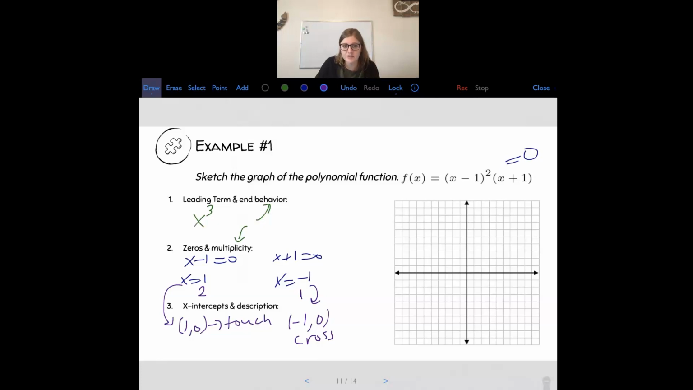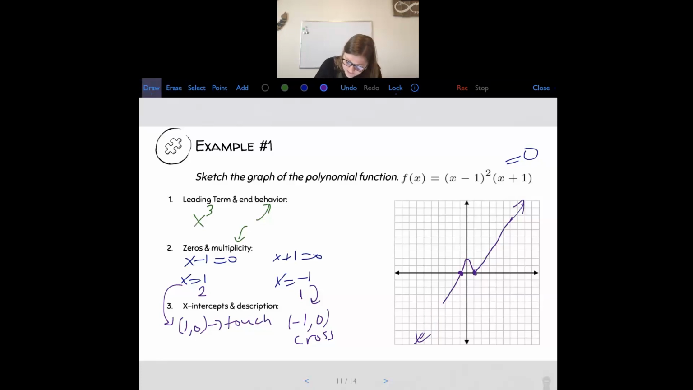Okay, so what I recommend doing is plotting the x-intercepts first, and then we'll connect everything together. Our first x-intercept is (1, 0). Our second one is (negative 1, 0). Okay, and our graph has to end up like this. So now it's time to piece it together. It's going to touch here, and then it's going to cross here. Okay, and I didn't connect them very well.